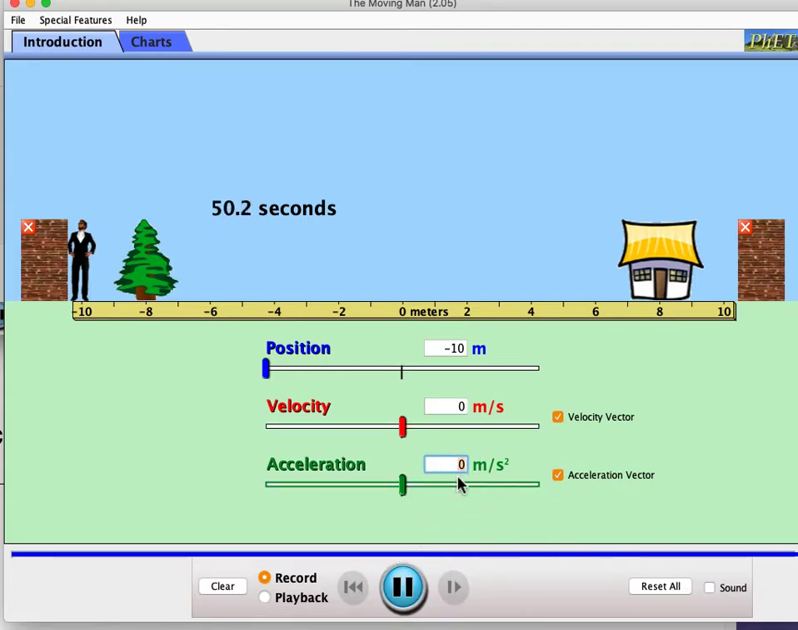So let me make this clearer now. Let me make this 5 meters per second squared. You'll notice that the green arrow is going to stay the same size and the red arrow is going to get bigger because the velocity is increasing when you accelerate. You can see right there, the green arrow is 5 meters per second, and the red arrow, you can barely see it. So let's continue.